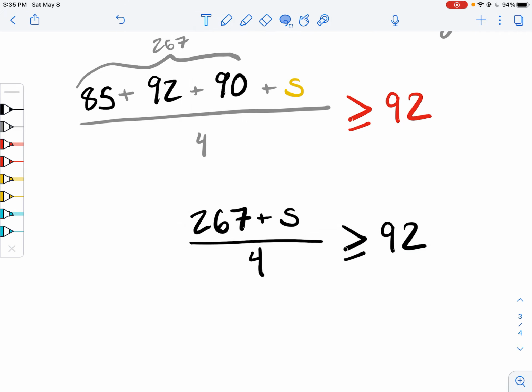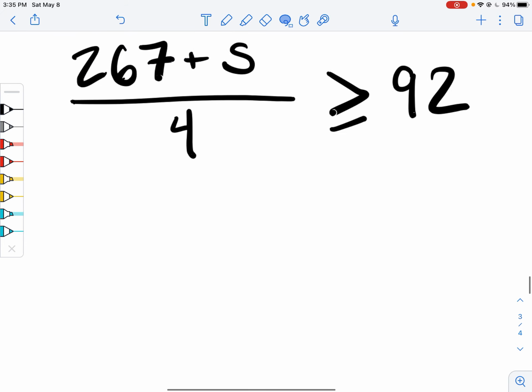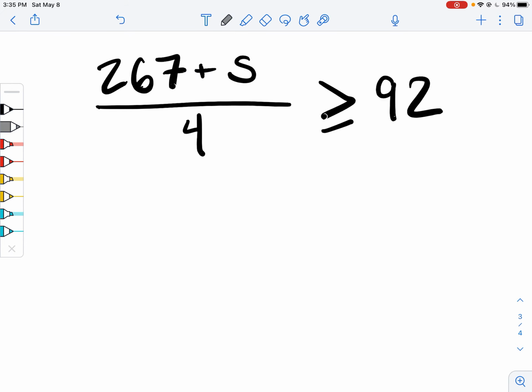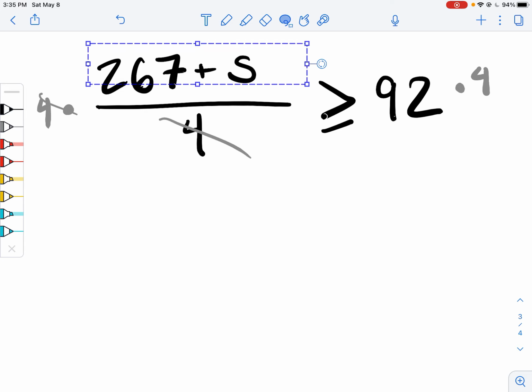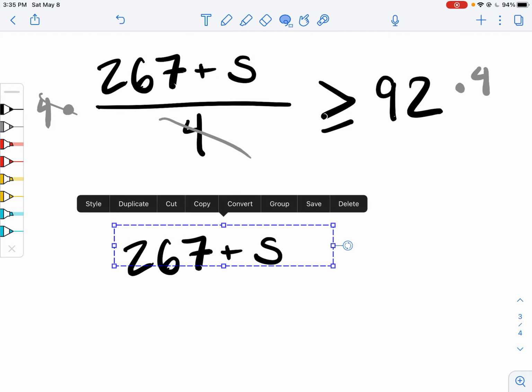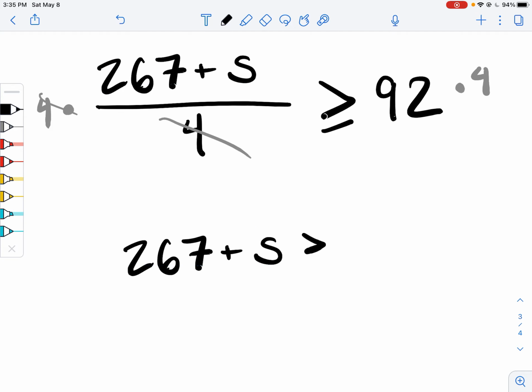Okay, now let's solve it. So the first step is we want to get rid of this divide by 4. To undo divide by 4, we're going to multiply by 4. These will cancel out all nice. That's really cool. We hiccup once, and then we say 267 plus S is greater than or equal to 368.